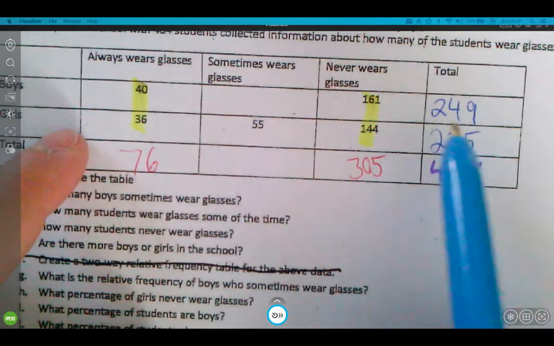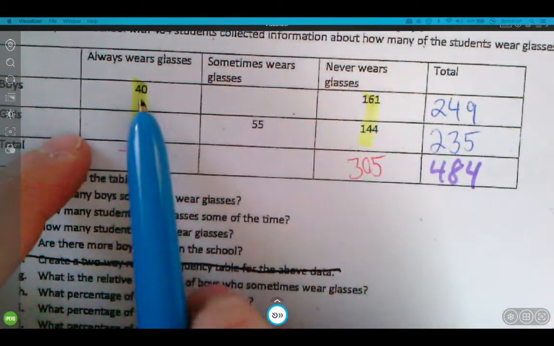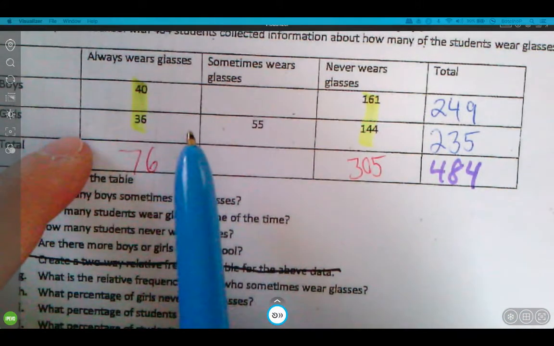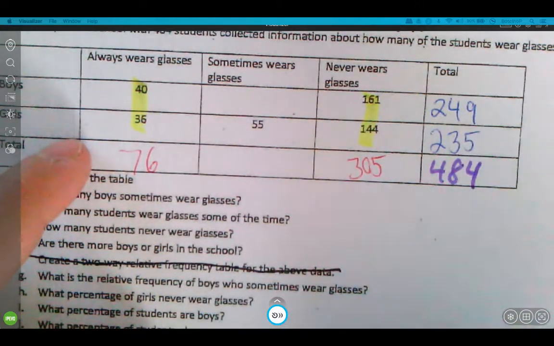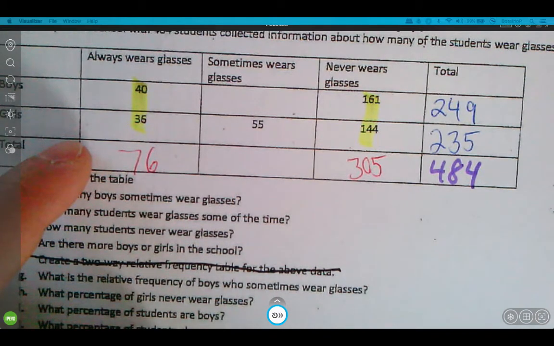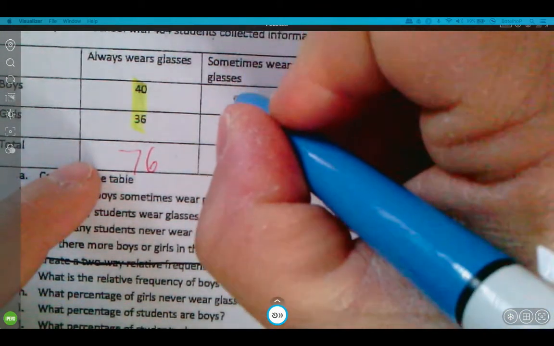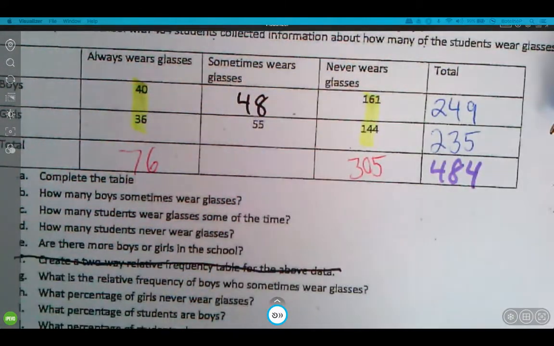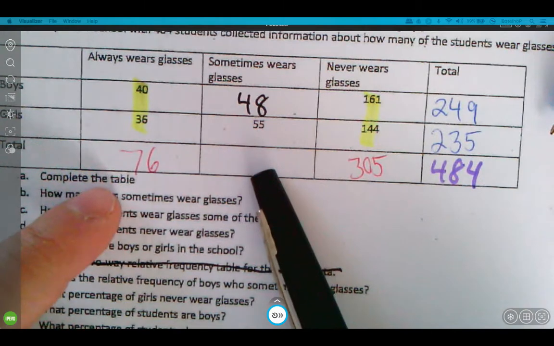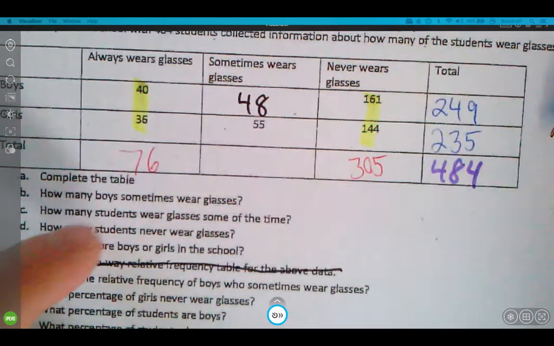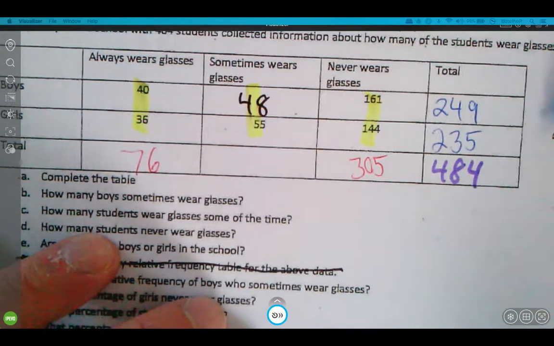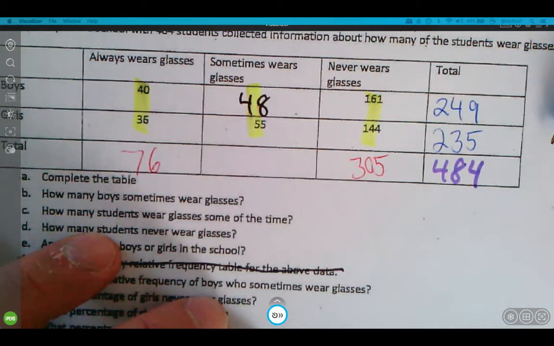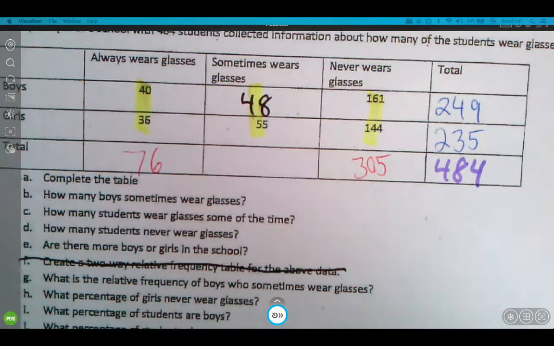This plus this is supposed to equal that. So how would I get this missing number? This plus this minus that, right? So you get 40 plus 161 minus 249 is 48. So this should be a 48. I'll just put it in black to match the rest of the numbers. And then the next one is here. And the last one, now I can just go down again and add these two up. 48 plus 55, and that's going to be 103.